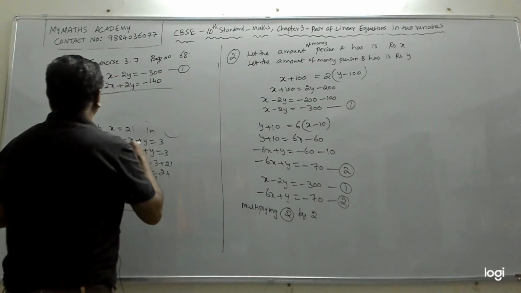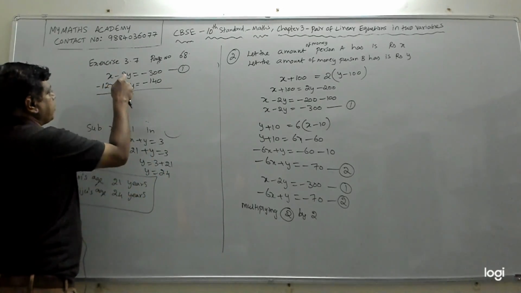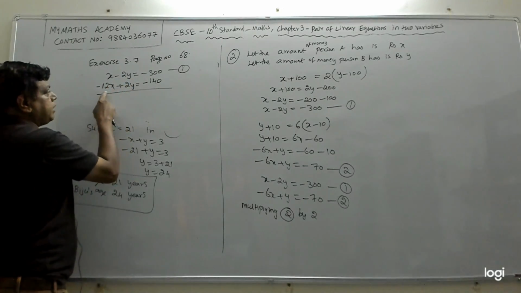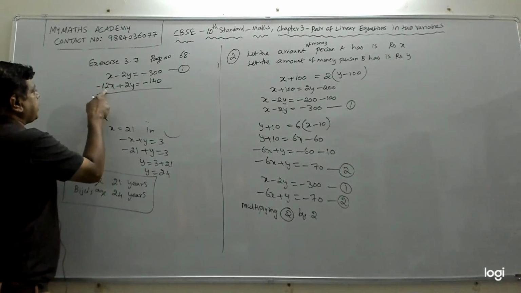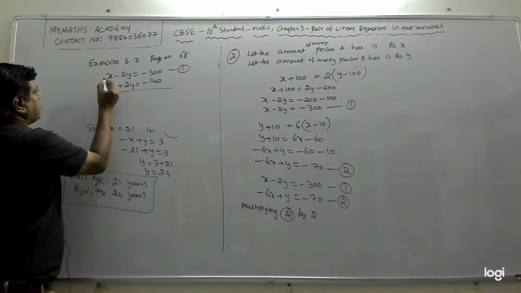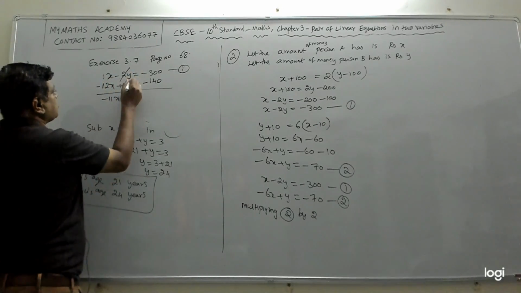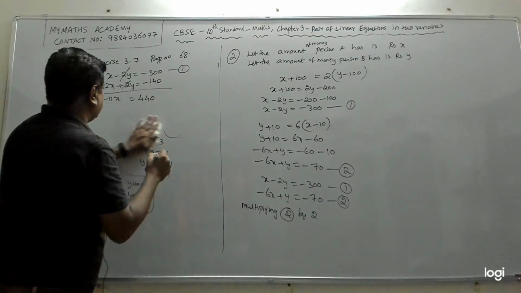So now what do we get? Now we have made both 2Y and 2Y, and the sign is different. When the sign is different, we need not change the sign. We will directly add. So this is plus 1X, this is minus 12X. Minus 12 plus 1 is minus 11X. These two will get cancelled. You will get minus 440.